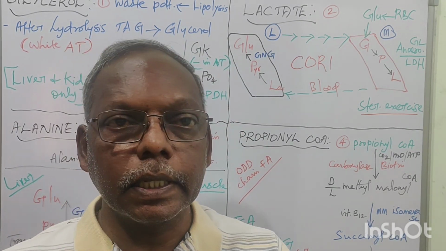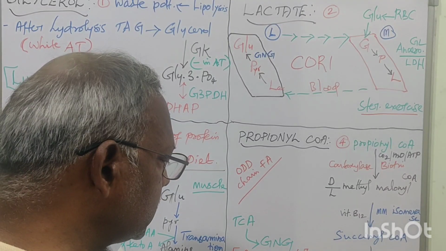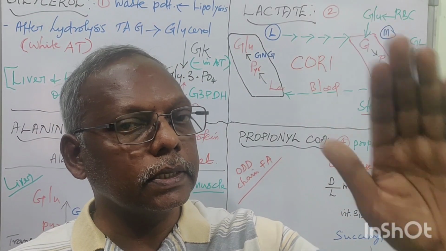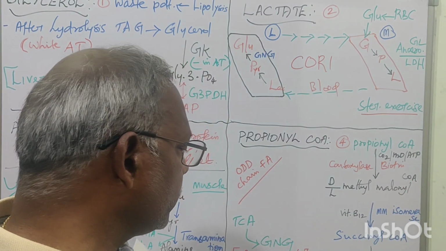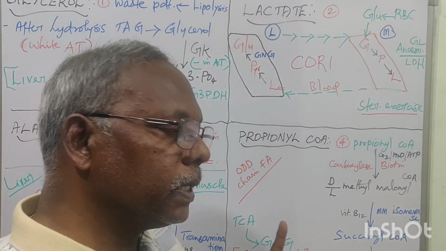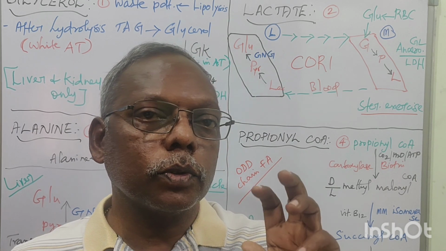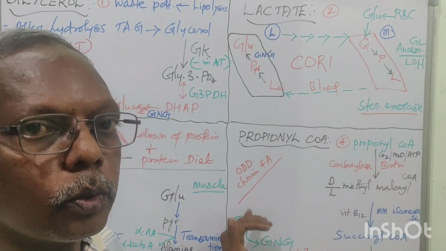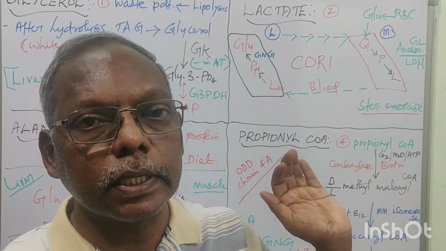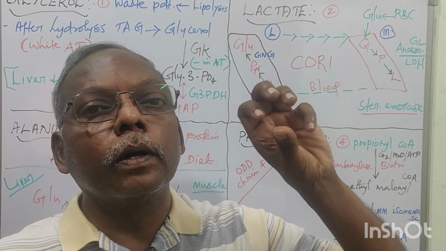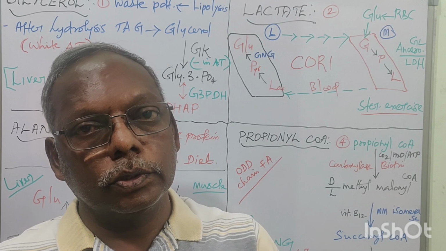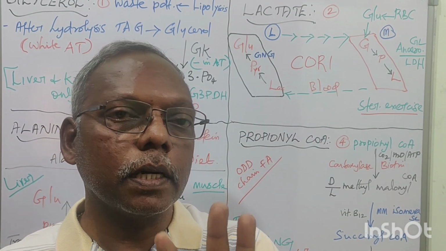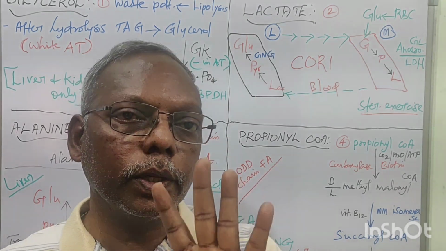It enters into the TCA cycle, up to oxaloacetate the TCA cycle will occur. Then this oxaloacetate will be converted into phosphoenol pyruvate and finally produces some amount of glucose through gluconeogenesis. So this is how propionyl-CoA enters into the TCA cycle and finally produces glucose through the gluconeogenic pathway. Okay, so these are all the four non-carbohydrate substrates for gluconeogenesis.